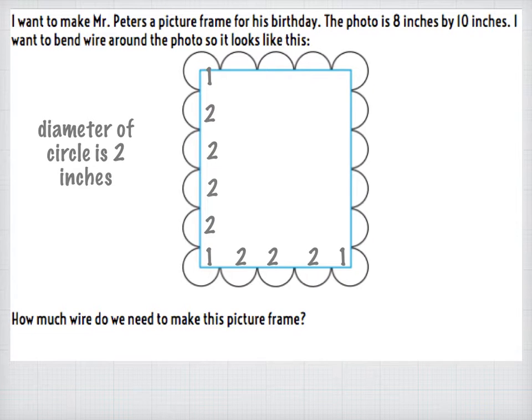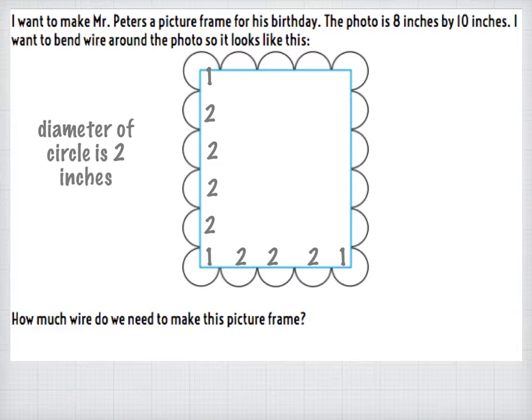And if we apply that now to the side and check, oh, it works down the 10-inch side as well. 2 plus 2 plus 2 plus 2 for all of our half circles, and then 1 plus 1 for those circle pieces in the corner, that's going to take us to 10 inches. So each circle has a diameter of 2 inches.